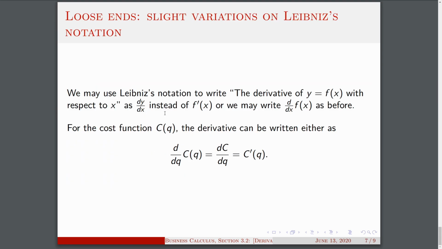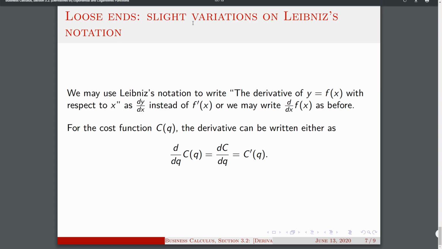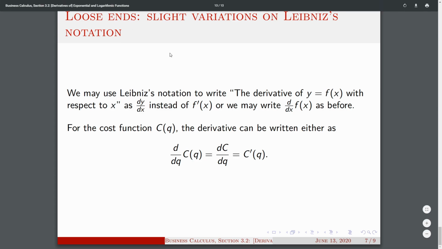And just a couple loose ends here. You might see some slight variations on Leibniz notation. Leibniz notation being this thing right here, dc/dq. This is like the standard notation, and this is Leibniz notation. But you might see Leibniz notation written like this, and it means the same thing. So this reads like the derivative with respect to q of the function c of q. This reads dc/dq, or the derivative of c with respect to q.